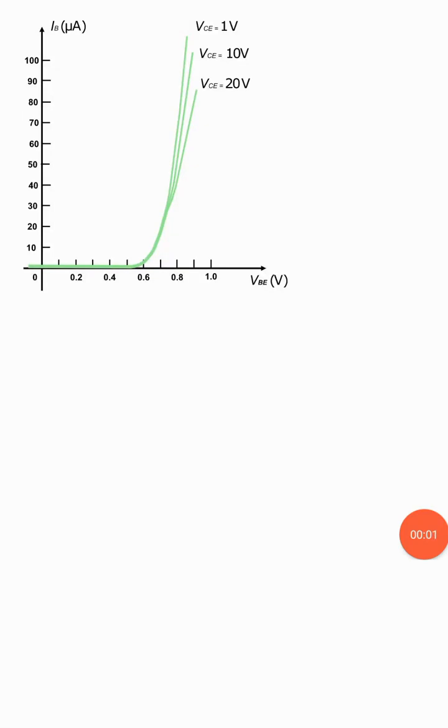Okay, so this figure shows the input characteristics of a bipolar junction transistor when the transistor is biased in a common emitter configuration. So what is common emitter configuration?